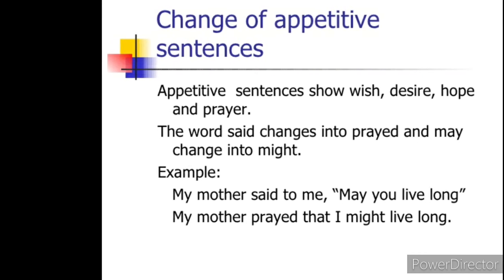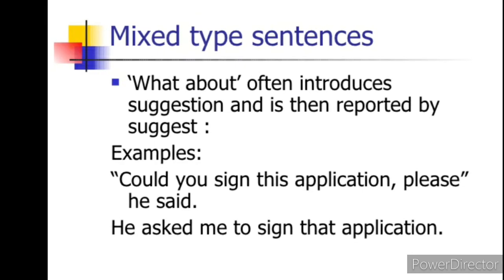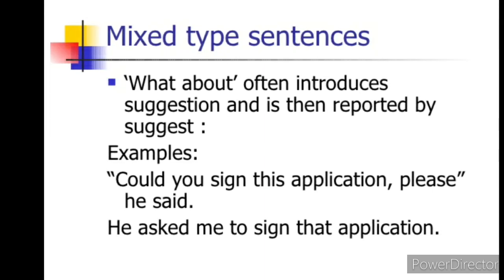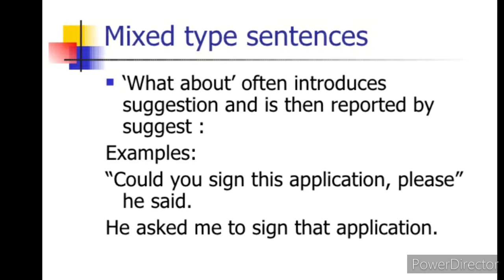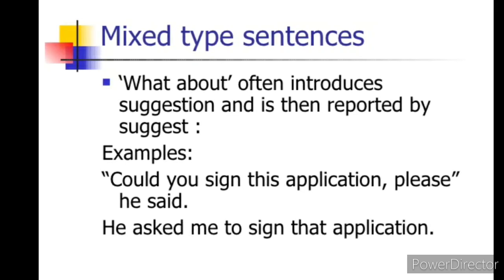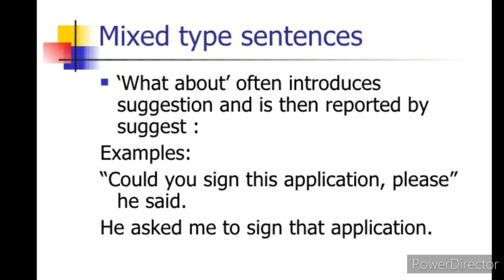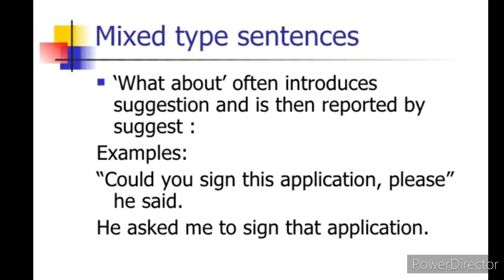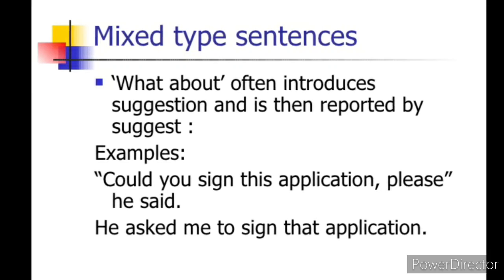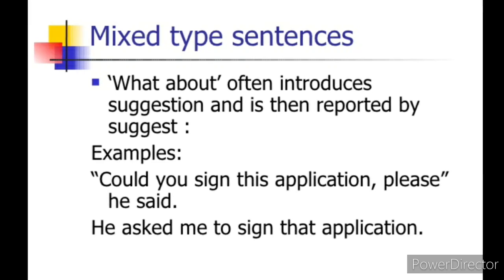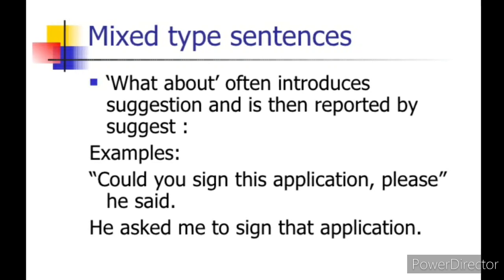Now we are going to discuss some mixed types of sentences. "What about" is often introduced as a suggestion and is then reported by "suggest." For example, "Could you sign the application, please?" He asked me to sign the application. He asked me politely to sign that application. In two manners, you can change this sentence.